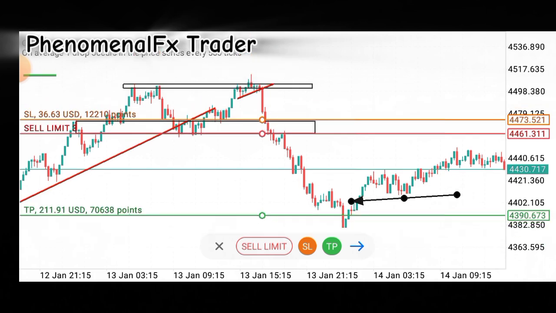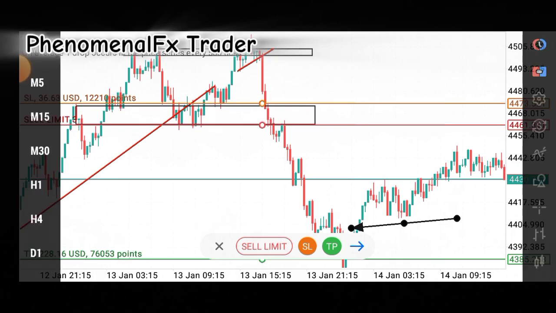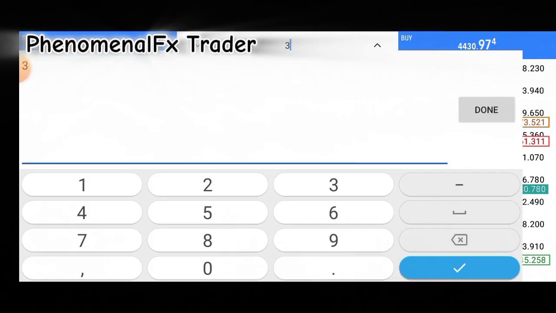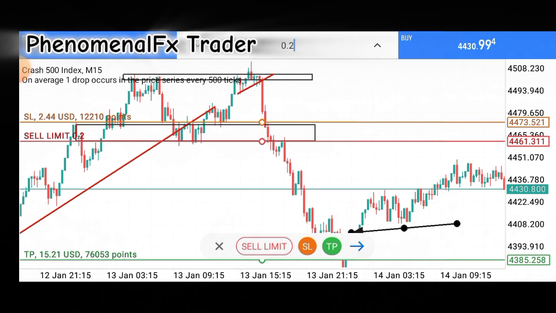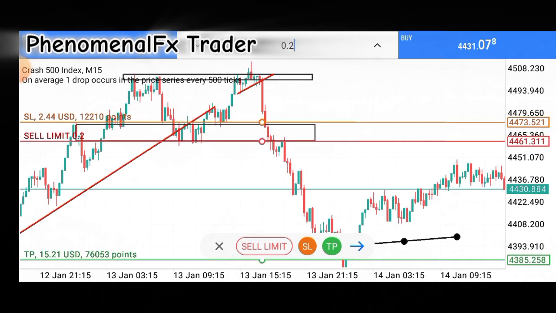The market was able to sell massively to the downside, and even if you have an account size such that you can't use 3.0, you can use 0.01, which is the minimum lot size, guys. You will still make some good profit. This is about $15. You'll be risking $2.44, and you'll be making about $15.